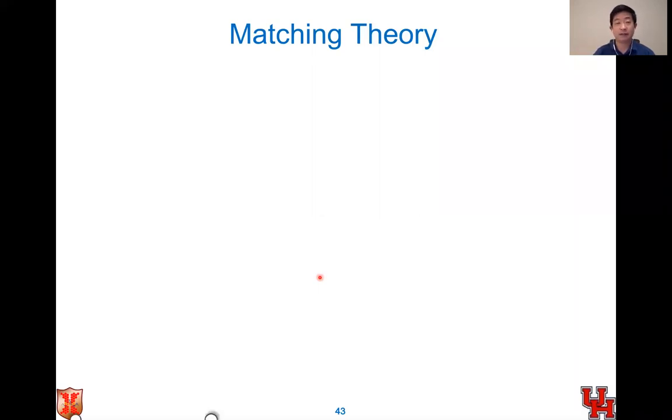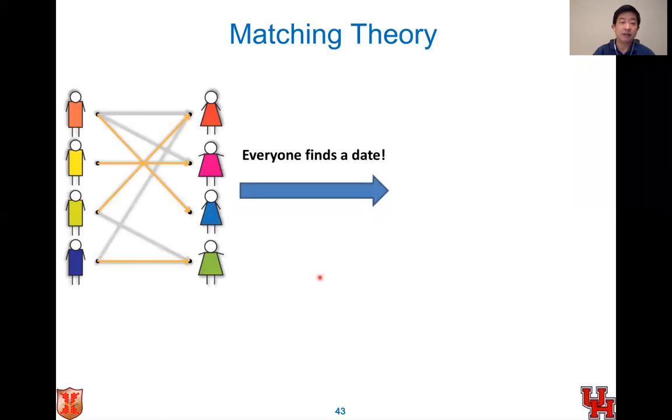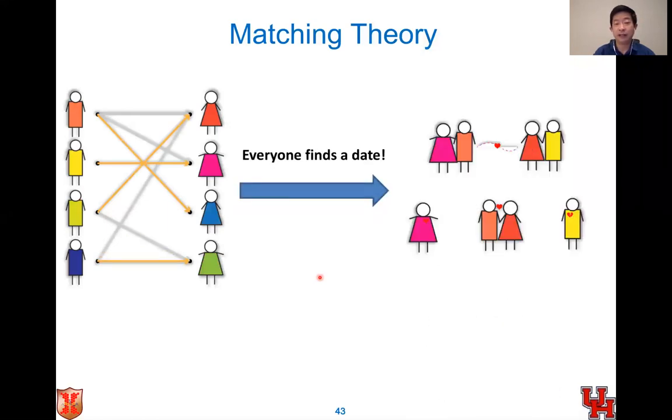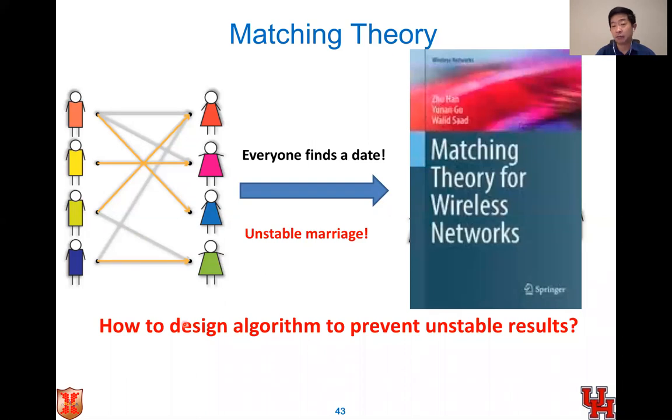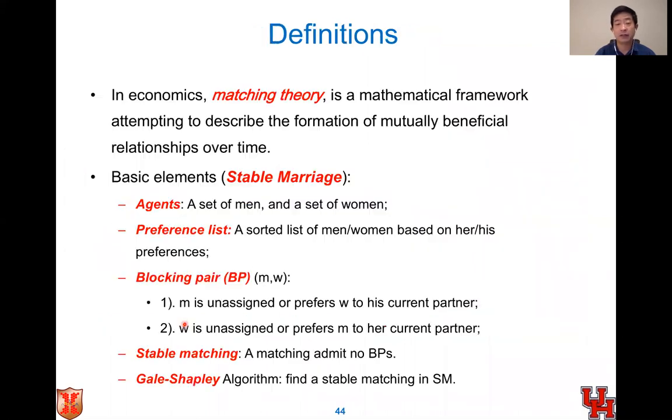Matching theory is the first one. In matching theory, we have a man and a woman, and they find a date, and finally we have a marriage. We want to find the matching that minimizes unstable marriages, and then design the algorithm to find it. You can consider this as users and resources: how can you match them together? We have a book for this matching theory.